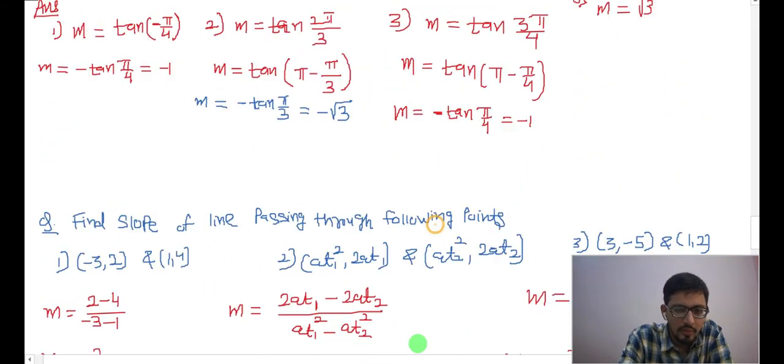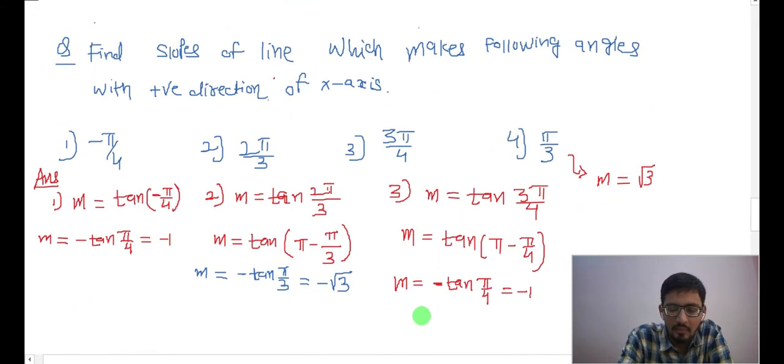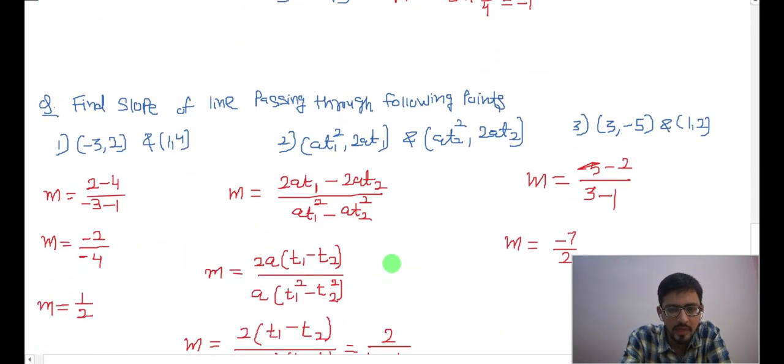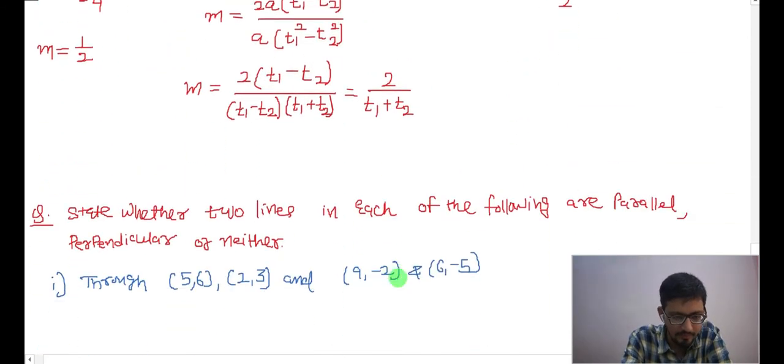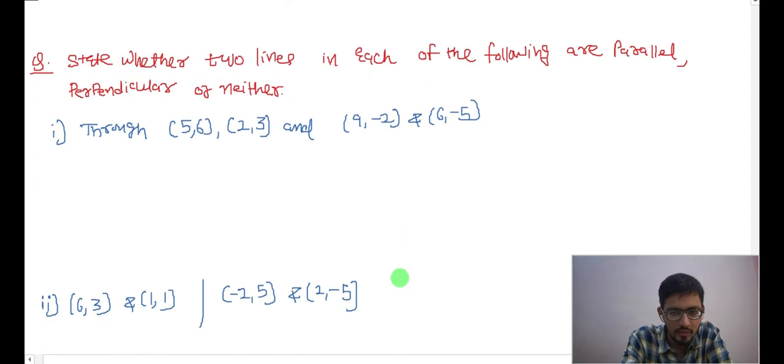Okay, the slope you can find when the angle made by line with positive direction of x-axis is given, then you can find by applying formula m is equal to tan theta, and when 2 points are given you will do delta y upon delta x.